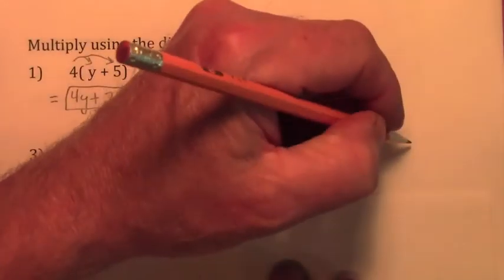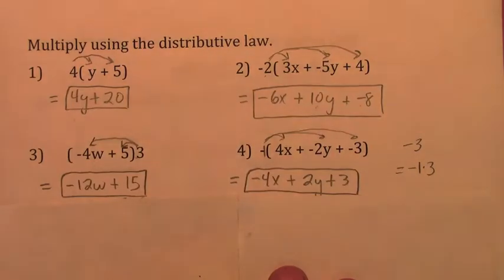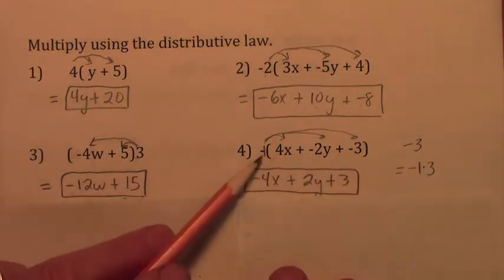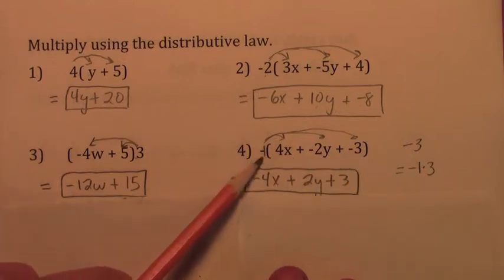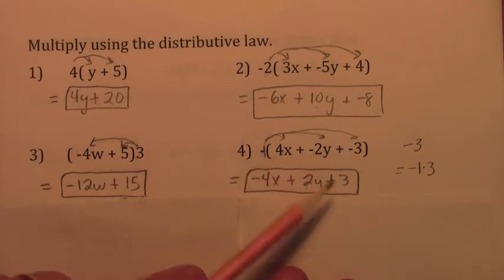You see why that's true? If you have -3, doesn't it mean -1 times 3, right? We've seen that a lot. So when you see a negative of anything, it's negative 1 times that anything. Negative of this quantity is negative 1 times the quantity. So when you multiply it out, negative 1 times 4x is negative 4x, negative 1 times negative 2y is positive 2y, negative 1 times negative 3 is positive 3.